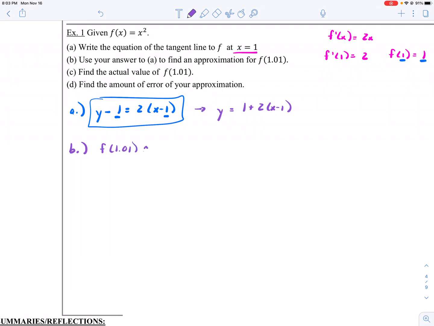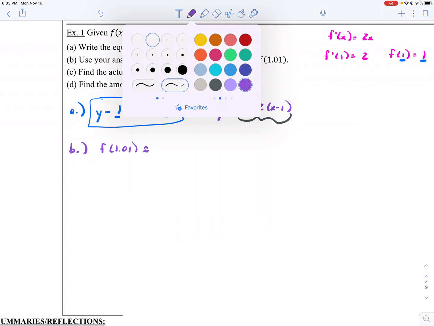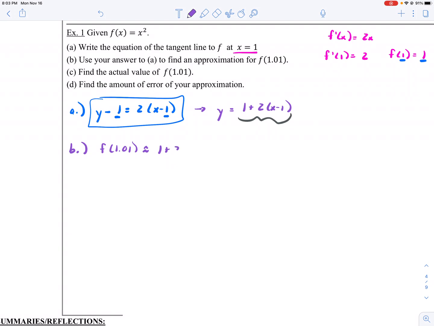So I'm going to do f of 1.01 is approximately. Notice that I'm using an approximation sign, not an equal sign. And now I'm going to go back and use this information to plug in. So I'm going to say 1 plus 2, and the x value that I'm looking to evaluate at is 1.01. This is the equation of the tangent line. We are using that equation to evaluate f at 1.01.